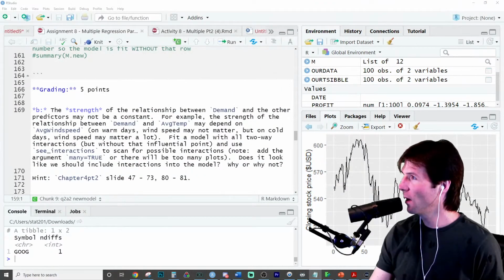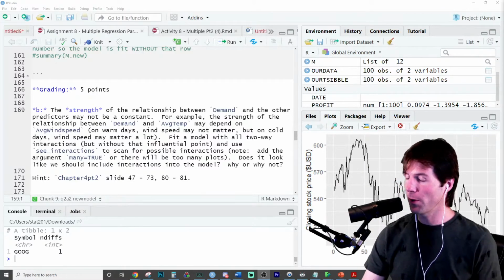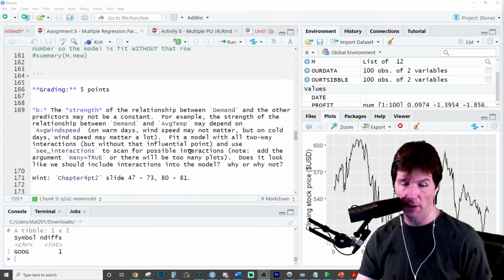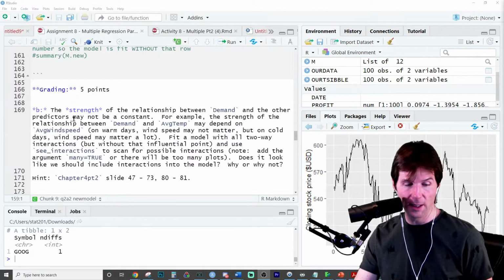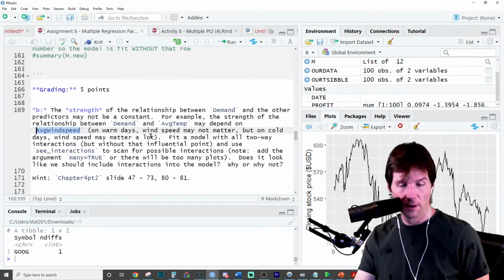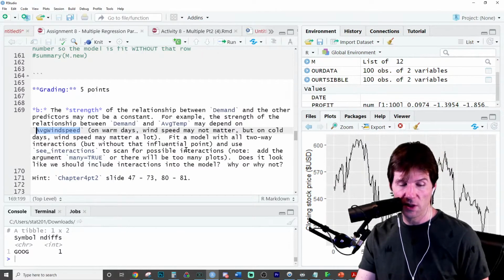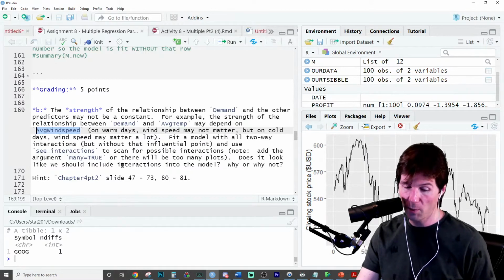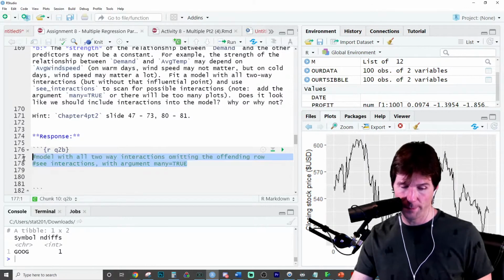Okay. So this is BAS 320. We're doing some interactions right here on whether the strength of a relationship depends on another variable. Sometimes the strength of a relationship of demand might depend on average temperature, on average wind speed, and these variables might explain demand in different ways based on the other variable. Fit a model with all two-way interactions for the bike dataset and use C interactions to scan for possible interactions. Add the argument many equals true or there will be too many plots. Does it look like we should include interactions in the model? Why or why not? It's a great question.